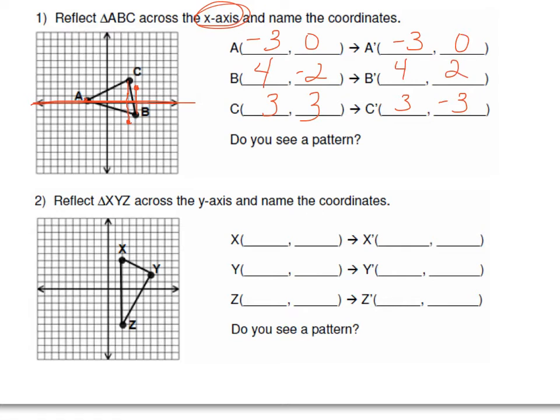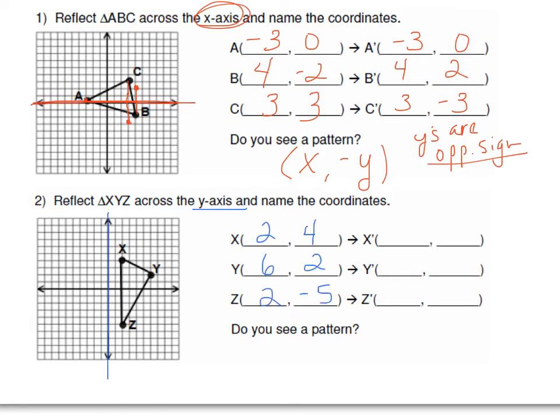So what do you notice with each of our coordinates? If you look at each of your x's, all the x's stay the same, but our y values, we can't tell anything with a 0, but with our y's in each of these, if you notice, they're opposite signs. So that means our x value stays the same, but our y's are changing to the opposite sign. Next, we're going to do the same thing now for the y-axis.